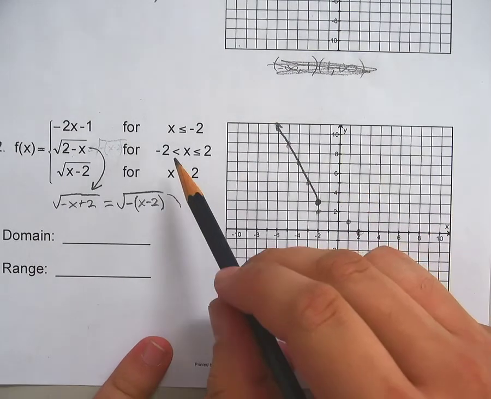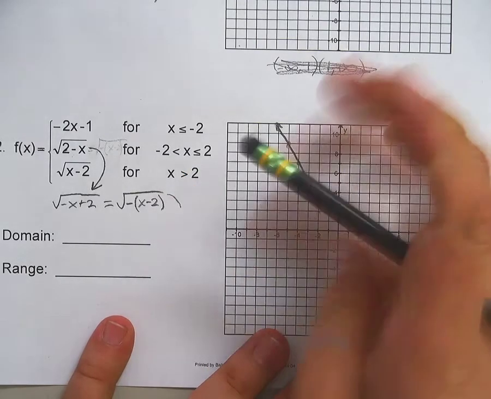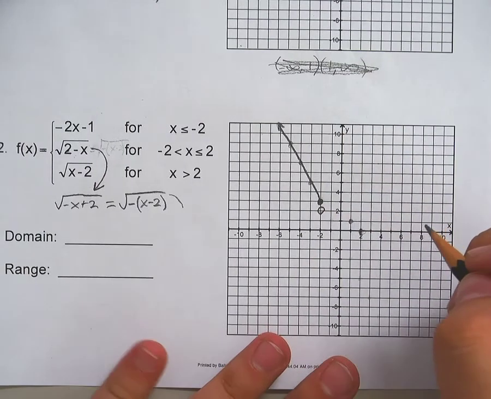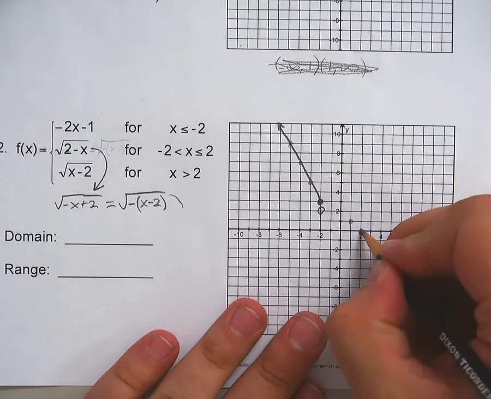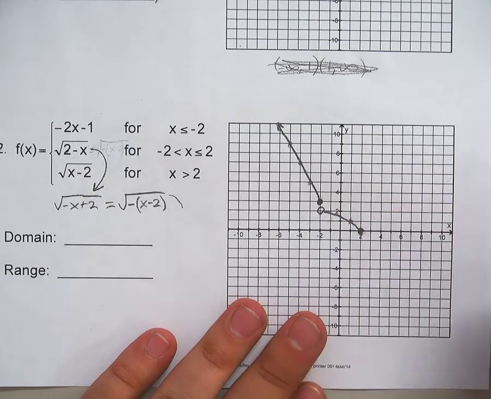And that goes from negative 2, not touching negative 2. So I'm going to make this a circle. I do not touch negative 2. Touching positive 2. Yay, it's a dot. Bam.